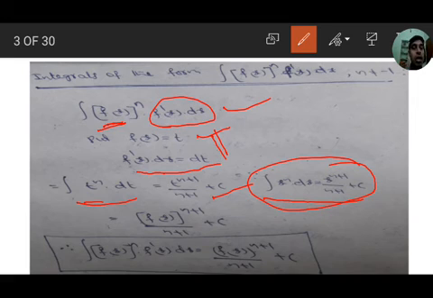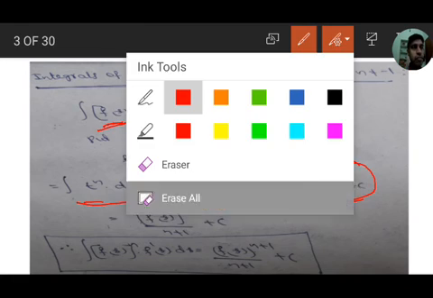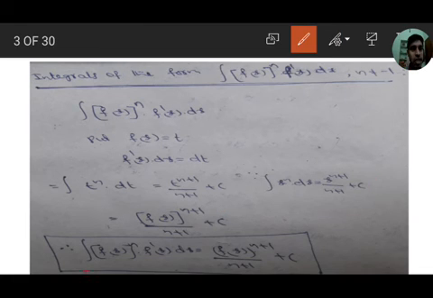So f of x whole to the power of n plus 1 by n plus 1 plus c. Therefore integration f of x whole to the power of n into f dash x dx equal to f of x whole to the power of n plus 1 by n plus 1 plus c. That is the formula. You have to remember this as a formula.